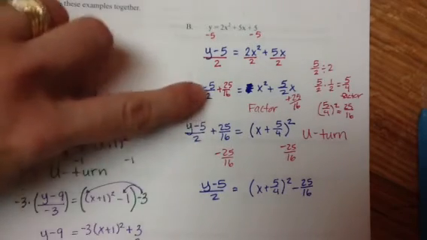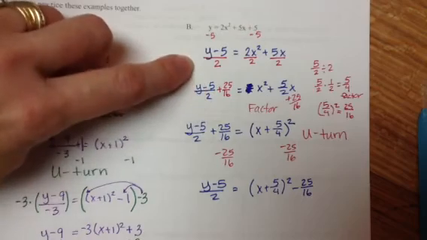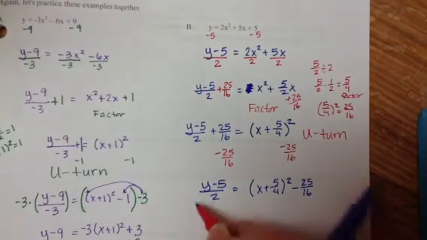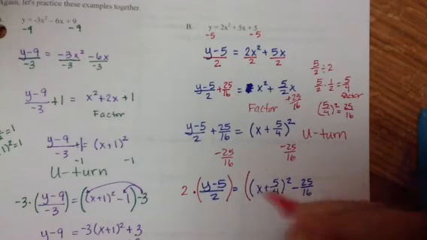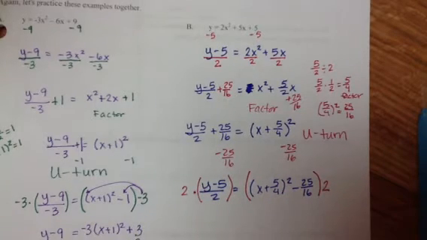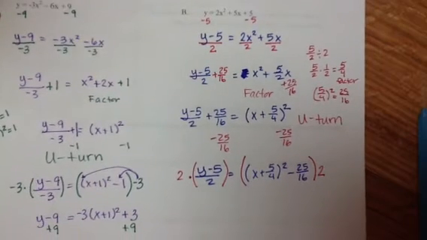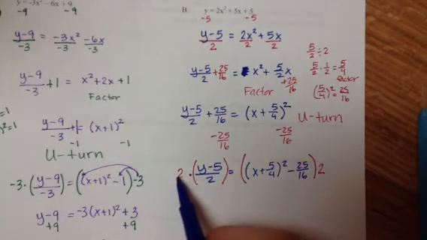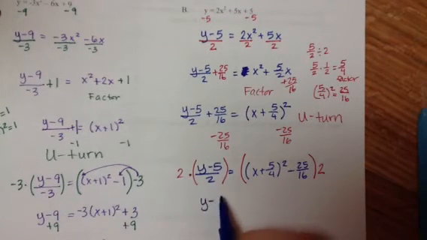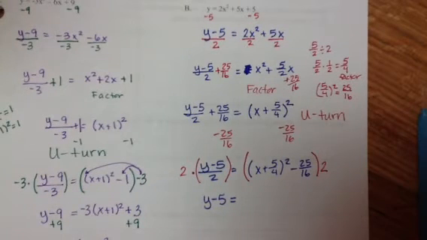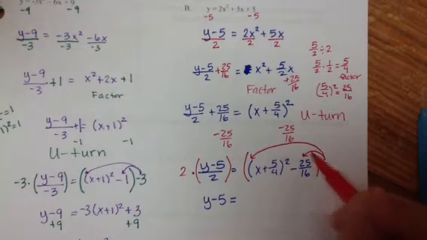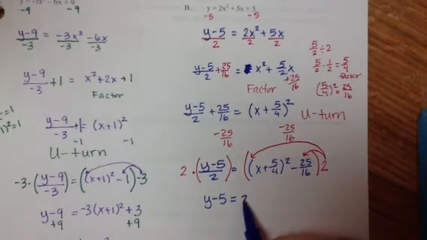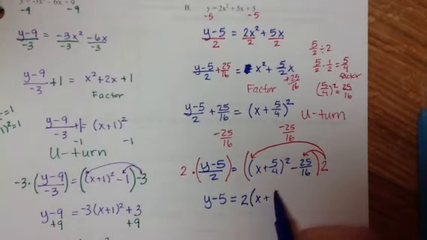The step before I added 25/16, I had divided by 2. So next I'm going to undo that by multiplying by 2. On the left side, that 2 and divide by 2 cancel, so I get y minus 5 equals. On the right side, I'm going to distribute that 2 in. So in front of the parentheses, I will have 2 times x plus 5/4 squared.